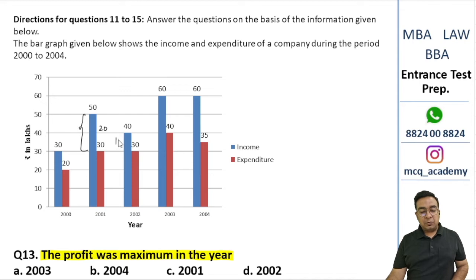For here, this is equal to 10. For 2003, this is equal to 20. For 2004, this gap is equal to 60 minus 35. That is 25. And for 2000, this gap is equal to 10. Therefore, you would mark 2004, that is option number B, as the answer to this question.